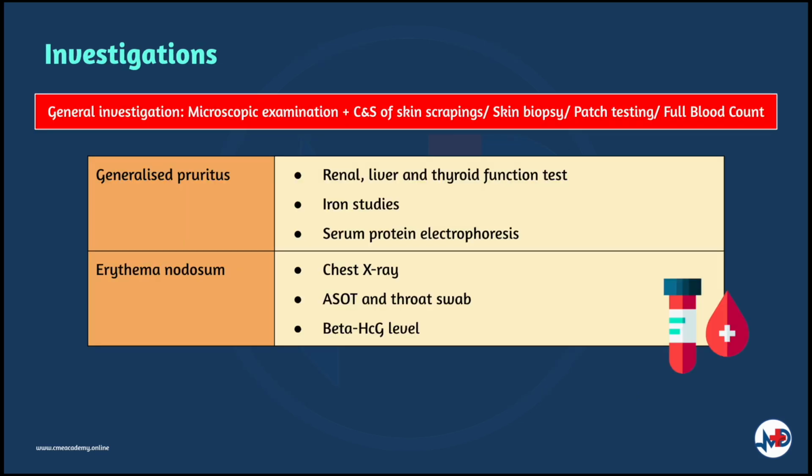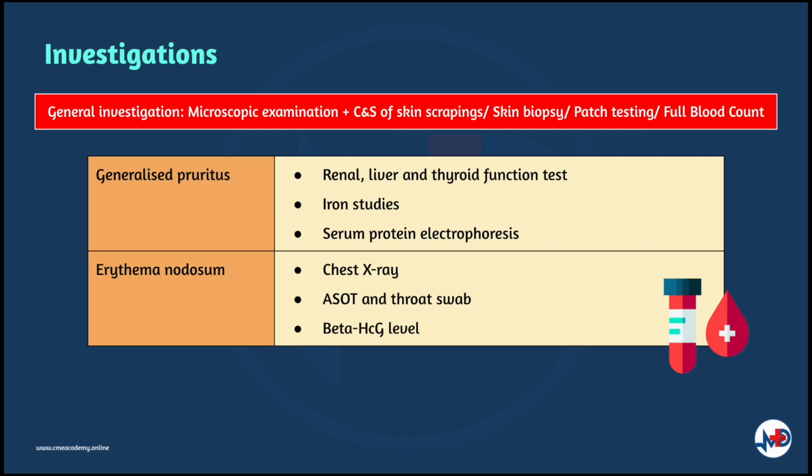Generally, these investigations can be done, which include microscopic examination, culture and sensitivity of skin scrapings, skin biopsy, patch testing, and full blood count. Specific lab tests are done for different skin features to diagnose underlying disease. For generalized pruritus, investigations include systems review, pruritus screen, blood urea and serum electrolytes, liver function test, thyroid function test, iron studies, serum protein electrophoresis, and blood sugar profile.